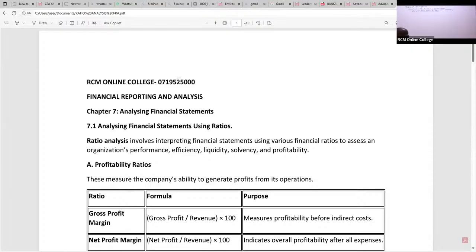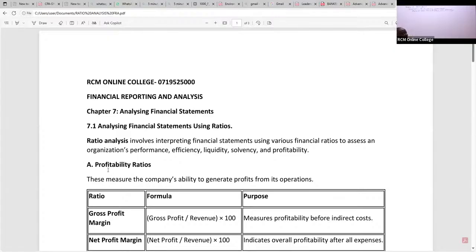So today I'm looking at chapter number 7, analyzing financial statements. And we shall start with the analysis of these financial statements using the famous ratios. So ratio analysis involves interpreting financial statements using various financial ratios to assess an organization's performance, in terms of profitability, efficiency, how efficient are we, for example, in terms of collecting our debts, liquidity, solvency, and profitability.